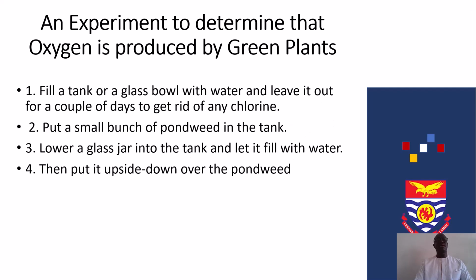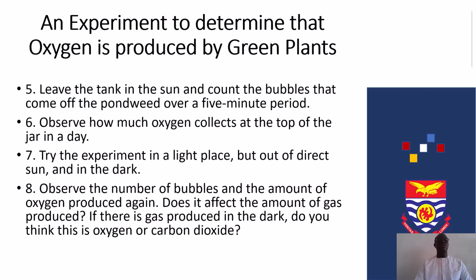One, fill a tank or a glass bowl with water and leave it out for a couple of days to get rid of any chlorine. Put a small bunch of pondweed in the tank. Lower a glass jar into the tank and let it fill with water. Then put it upside down over the pondweed. Leave the tank in the sun and count the bubbles that come off the pondweed over a 5-minute period. Observe how much oxygen collects at the top of the jar in a day.